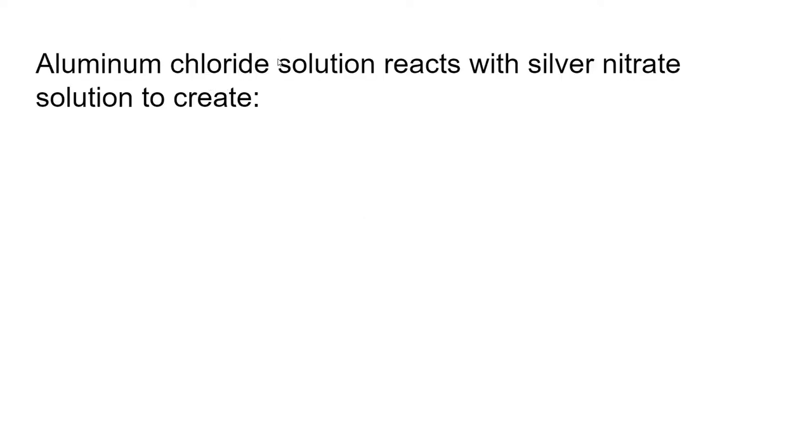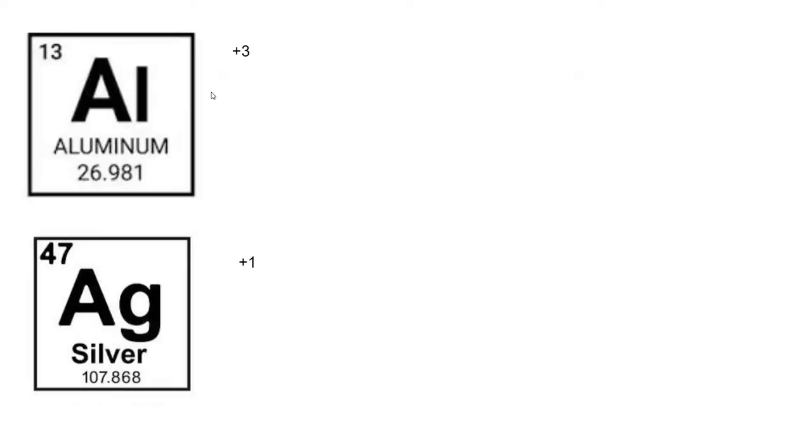So, from a packet that I cannot name, aluminum chloride solution reacts with silver nitrate solution to create, and that's what we're going to be solving. So, what exactly can we write from this word problem that we have here? Well, we know that aluminum and silver are both elements. And we know that, or hopefully we do know, that chloride and nitrate are two polyatomic ions. So, aluminum is positively charged with 3, and silver is positively charged with 1.